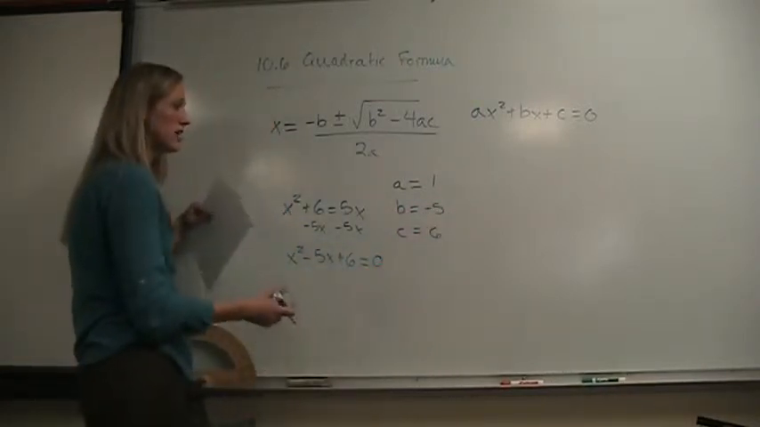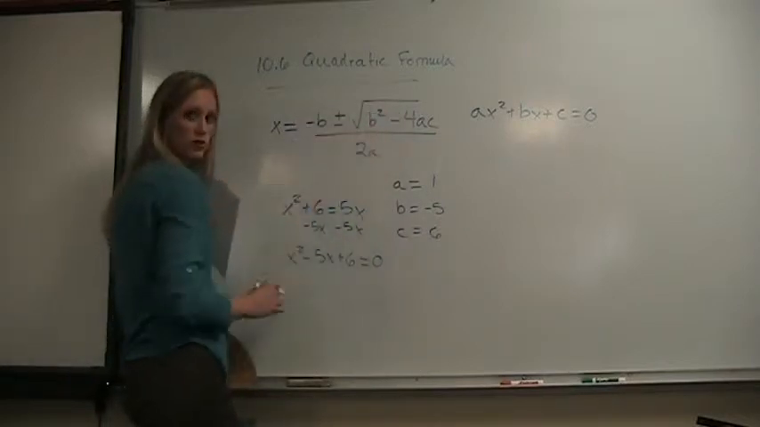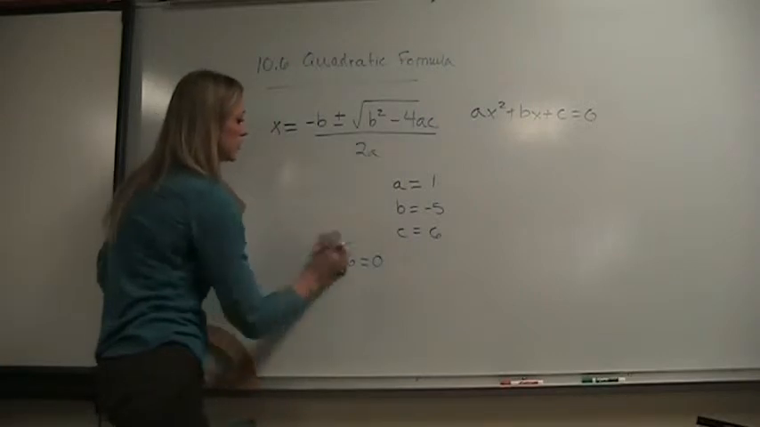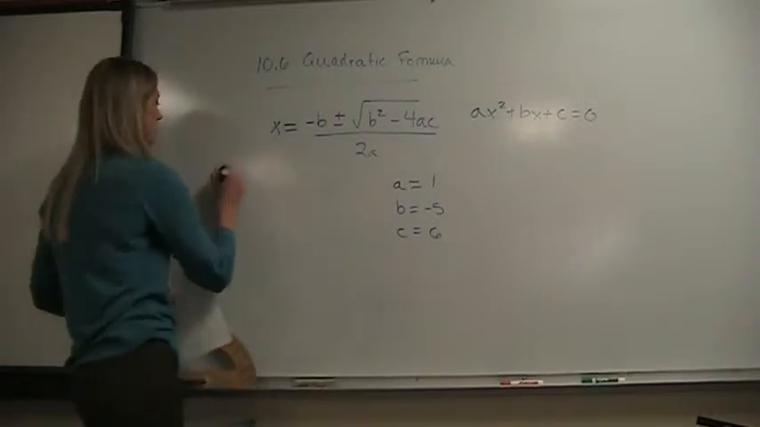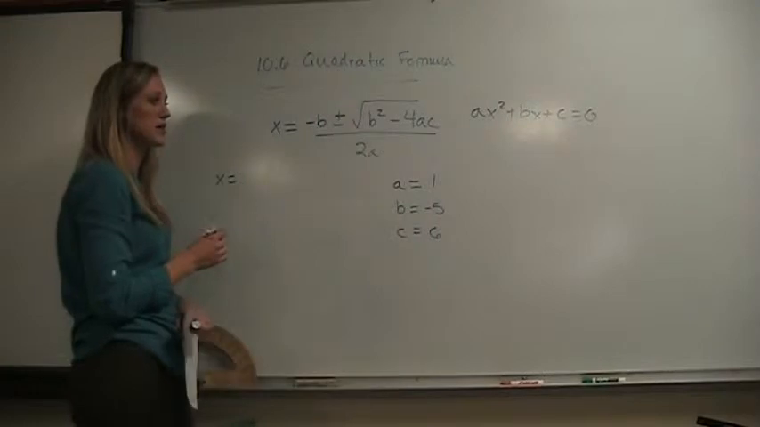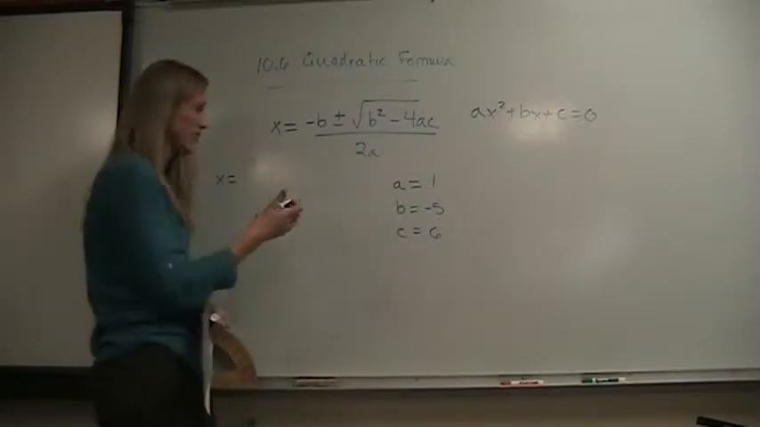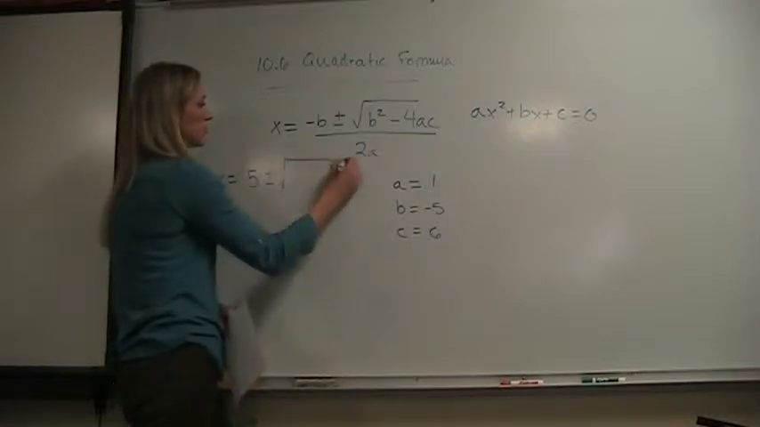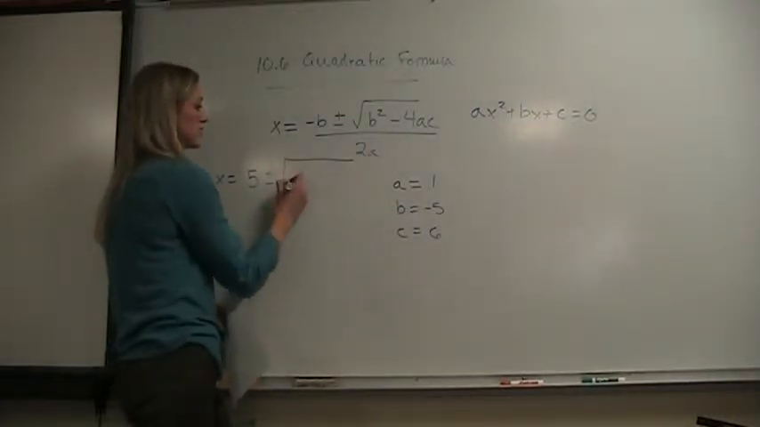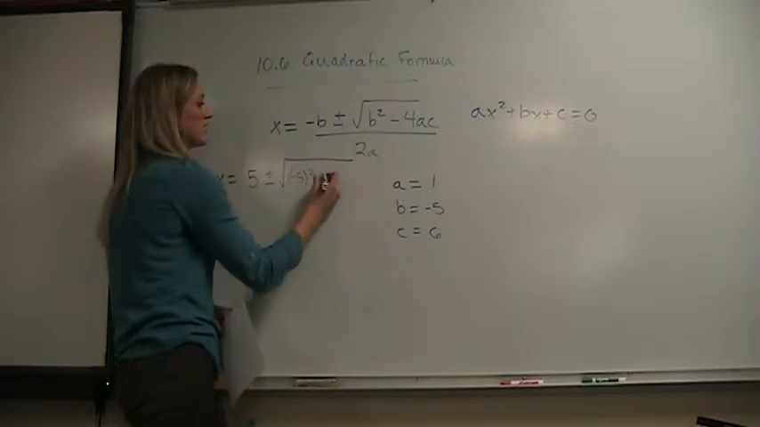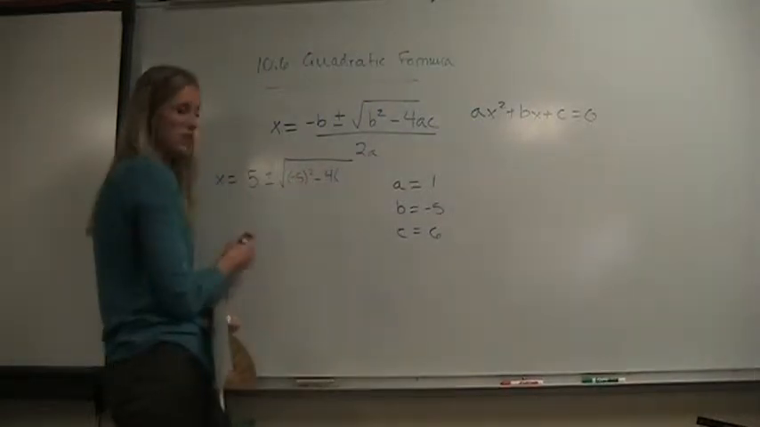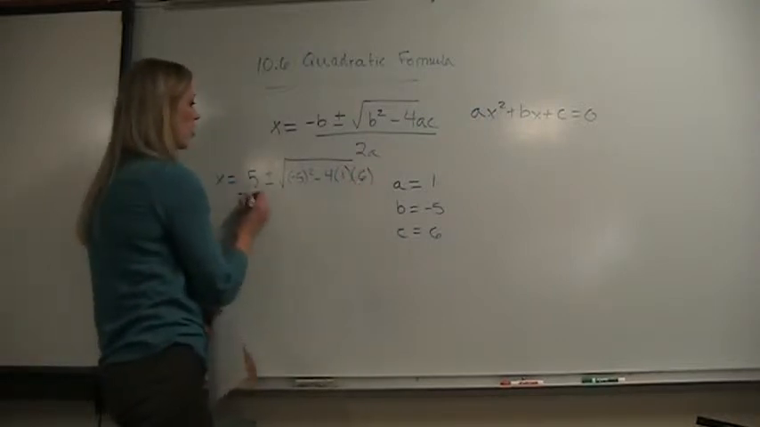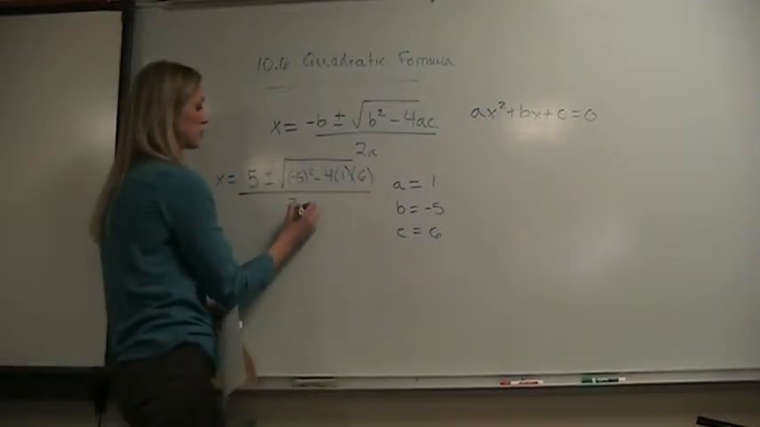So all I'm going to do now is replace those letters with my values that I just determined. Okay? So when I do that, I have x equals, okay, negative b. b is negative 5, so a negative of a negative, we'll make that a positive 5, plus or minus the square root, b squared, so this is negative 5 squared, minus 4 times a times c. a is 1, and c is 6, okay? All over 2 times a, which would be 2 times 1.